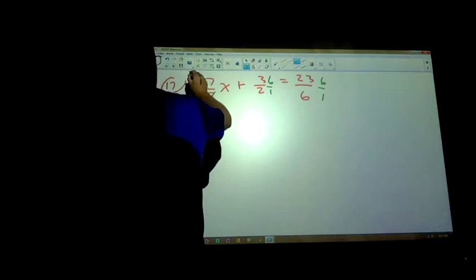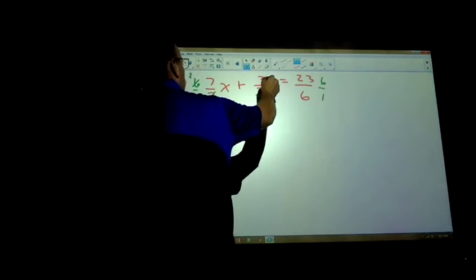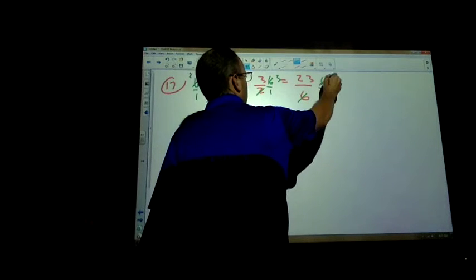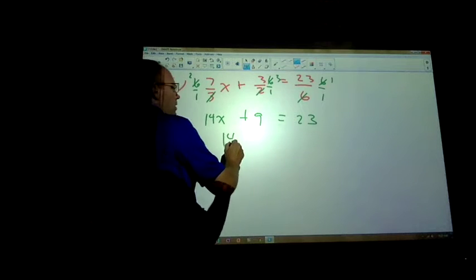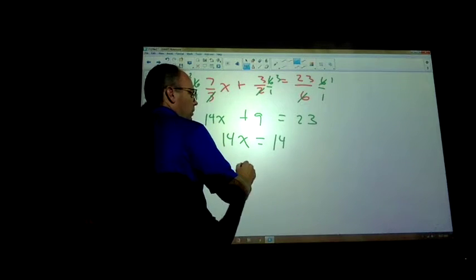Okay, so this goes in there twice, so this becomes a 14x. Agree? This goes in here 3 times, that becomes a 9. Agree? That goes in itself, so I just keep the 23. And then from there we would solve it: 14x equals 14, so x equals 1.